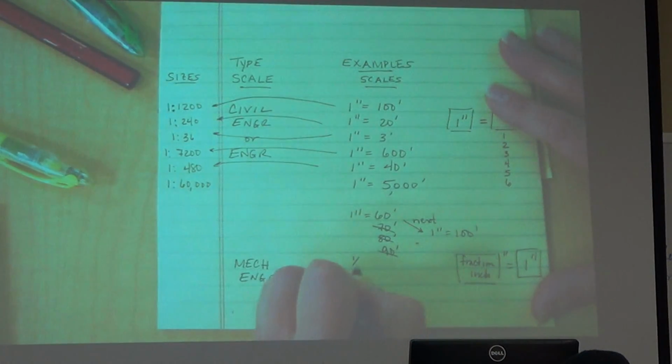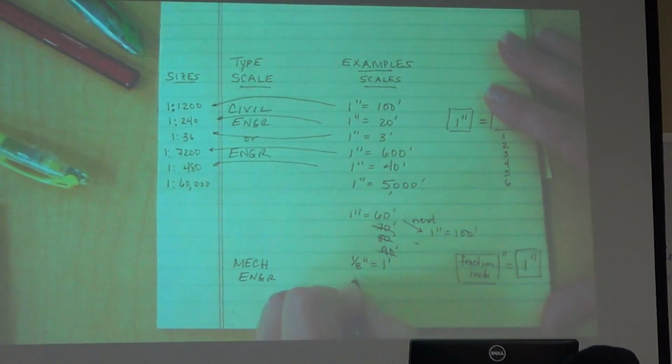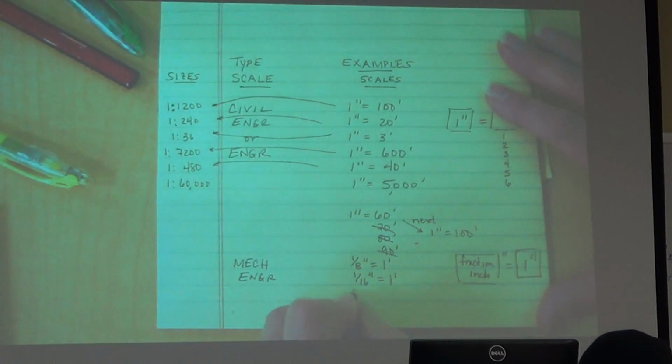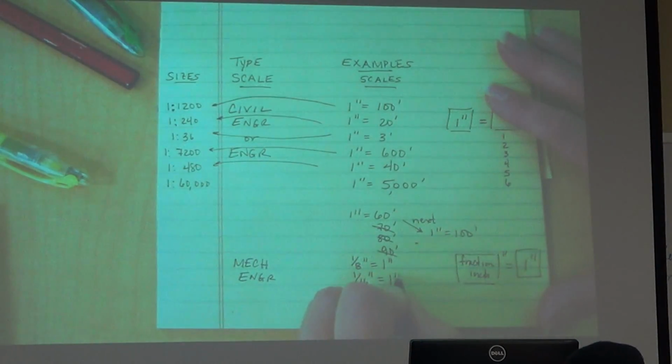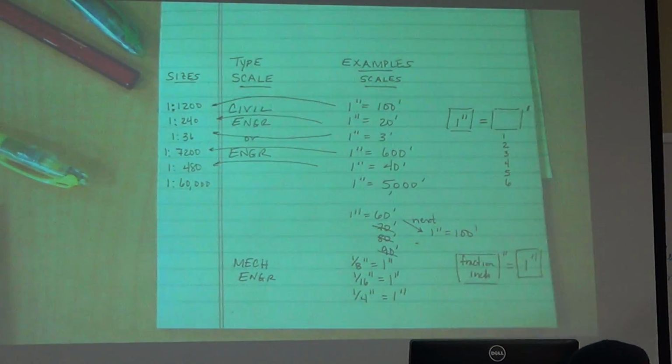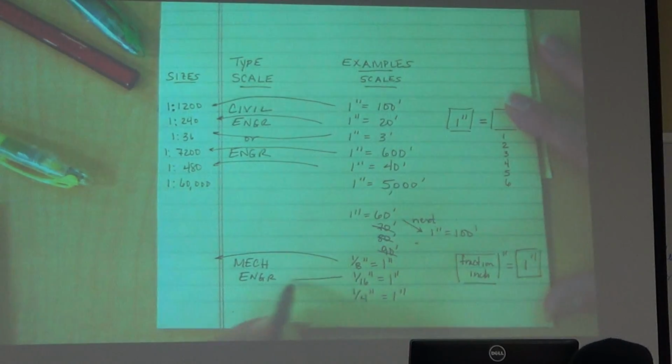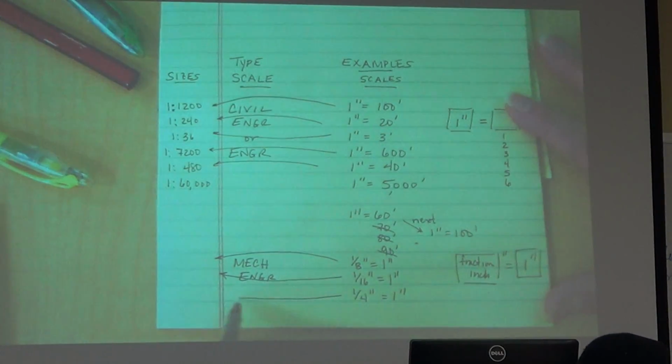1/8. 1/8 of an inch is equal to 1 inch. Give me another one. 1/16. Boy, you want to go smaller and smaller. Let's go bigger now. 1/4. Oh, I'm putting feet. Shoot. They're all supposed to be inches. So now, talk to the person next to you. What is the size of each of these scales?